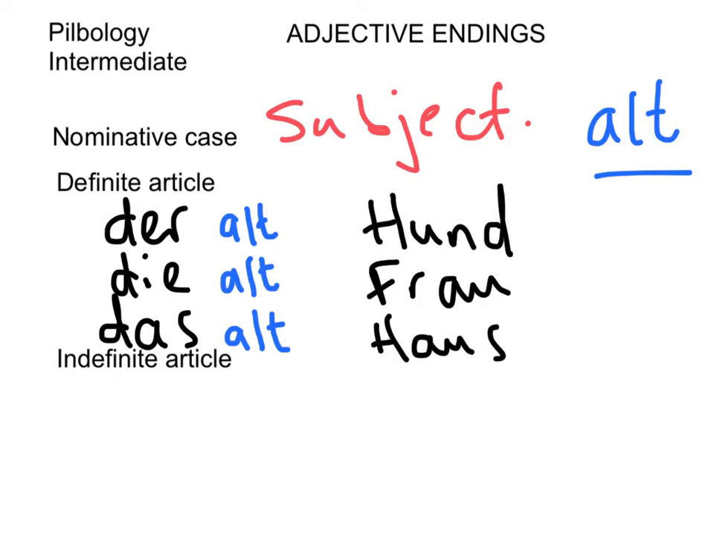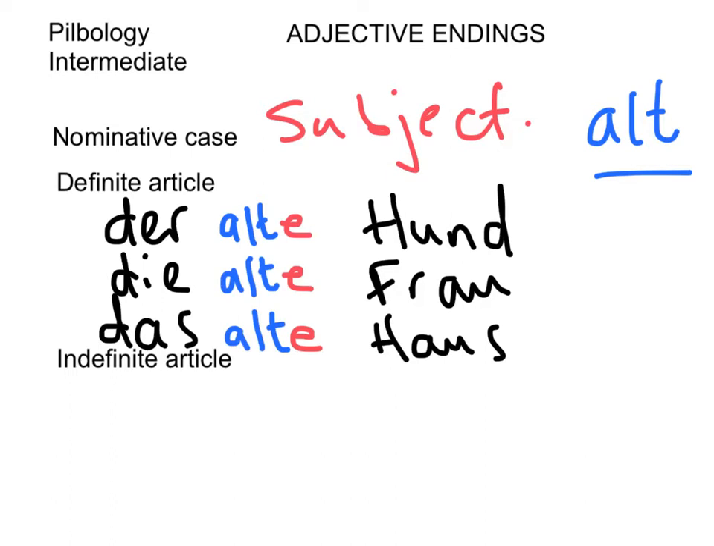This is how simplistic the nominative case is. The nominative is all about the subject. Where it is all about the subject, there is no change. You have der, die, and das: der alte Hund, die alte Frau, das alte Haus. It never changes in the nominative case.